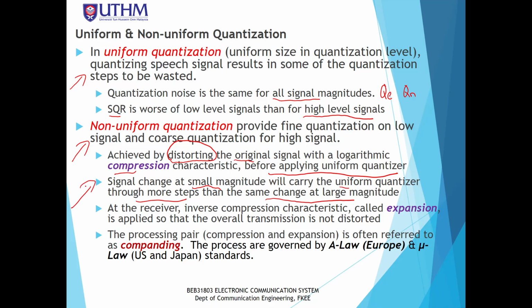So this happens at the transmitter, and then at the receiver side, the inverse compression characteristic will be applied, which is what we call expansion. So just now we compressed, now at the receiver we are going to expand. We expand it back, applied so that the overall transmission is not distorted.